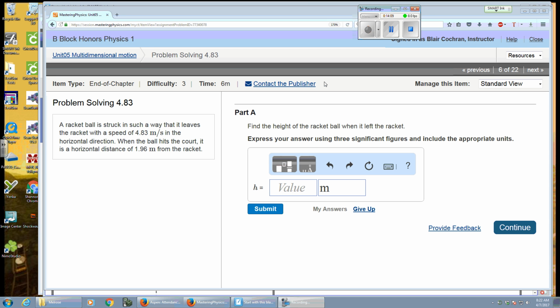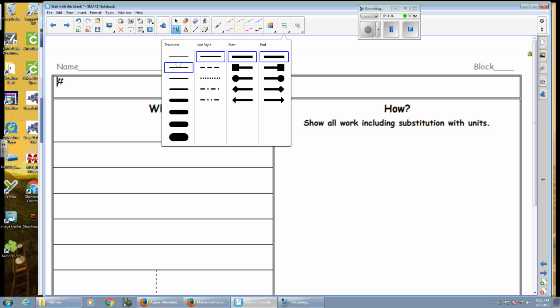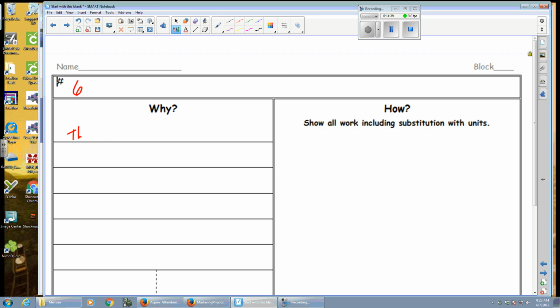All right, so the next one that was asked for was number 6. A racquetball is struck in such a way that it leaves the racket with a speed of this in the horizontal direction. Okay, so only horizontal. And as soon as the ball leaves the racket, it becomes a projectile. So the ball is a projectile, in free fall.